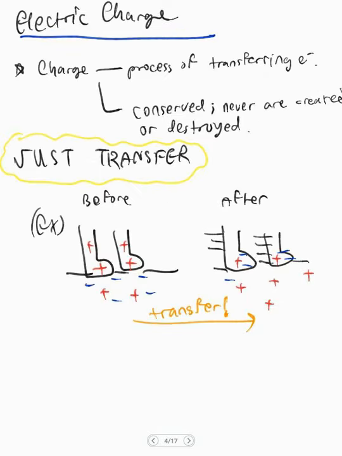Okay, so next one, charge. Charge is a process of transferring electrons, and charge is conserved, which just means that it is never created nor destroyed. It just transfers. For example, here is the visual of the lake and the floor. Before the lake is moving, the lake has the positive charge, and the floor is likely to have more negative charge. But after the lake is moving faster and faster, the electrons from the floor are likely to transfer to the lake.